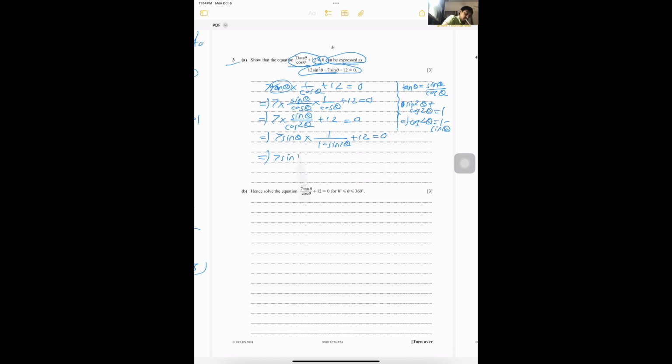Again, 7 sine theta by 1 minus sine square theta plus 12 minus 12 sine square theta is equal to 0. I just did LCM and brought 1 minus sine square theta with 12 as well and took it common. And I've already run out of space, sorry. Okay, so we'll just cross multiply now, and then we'll move this thing to RHS, right? Therefore we should have 12 sine square theta minus 7 sine theta minus 12 is equal to 0, and this is shown.